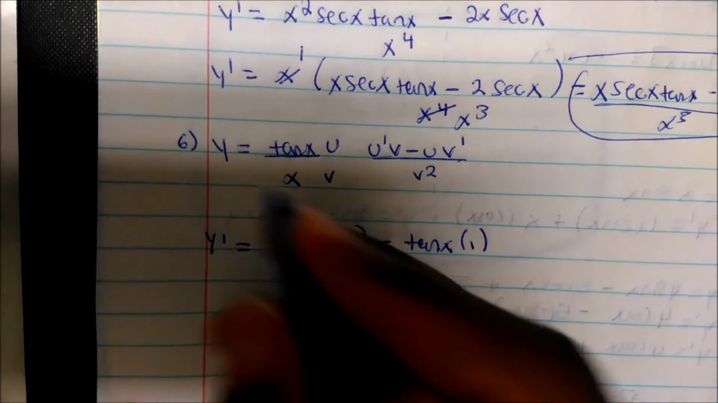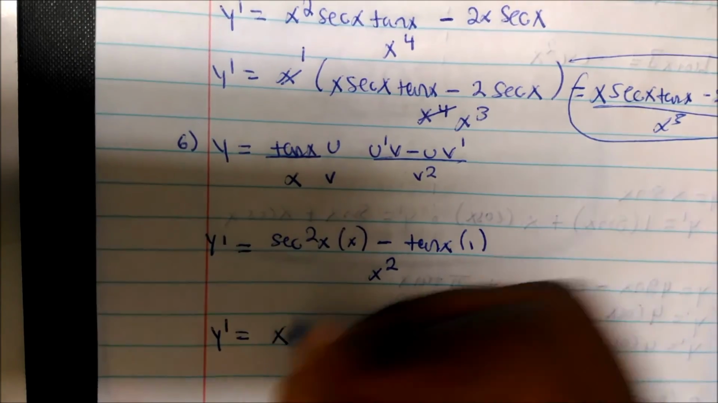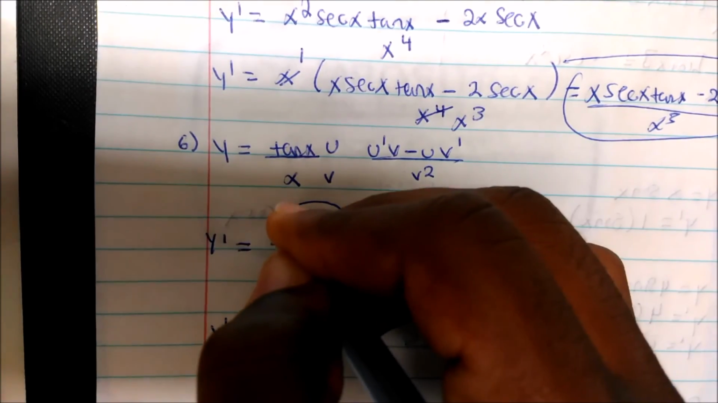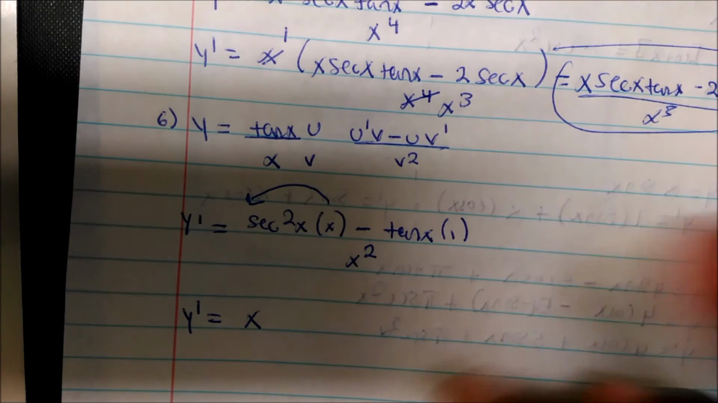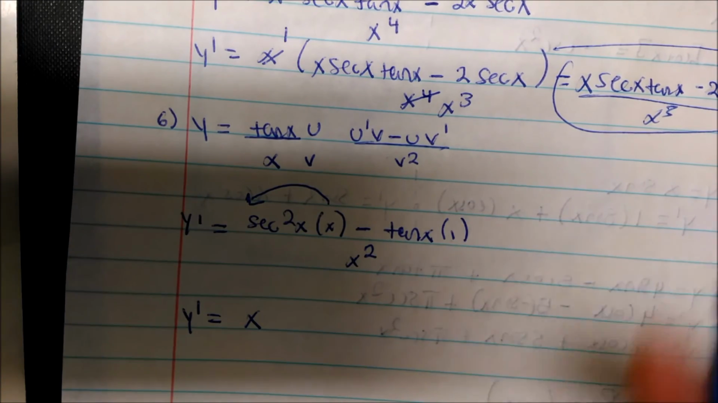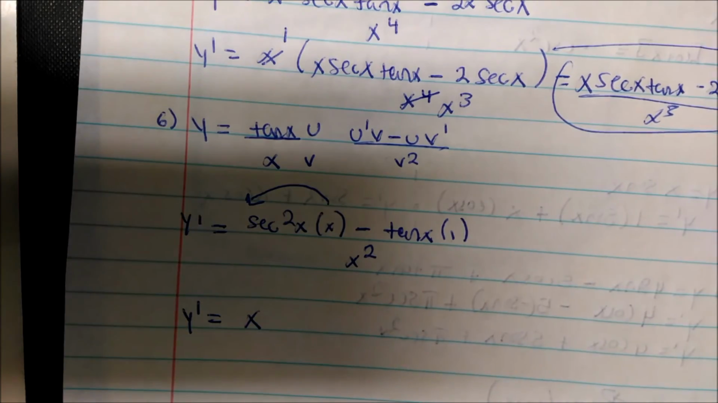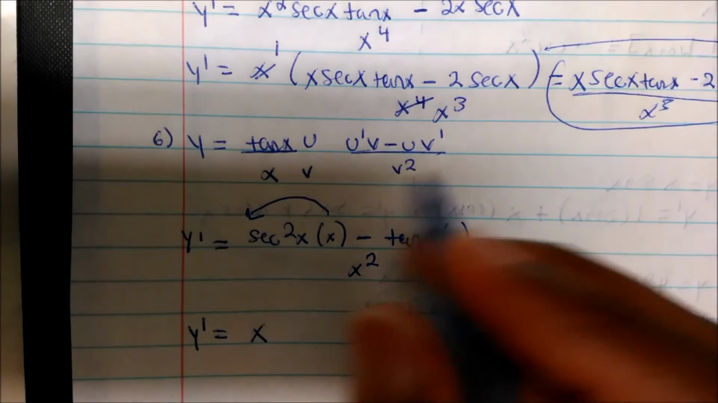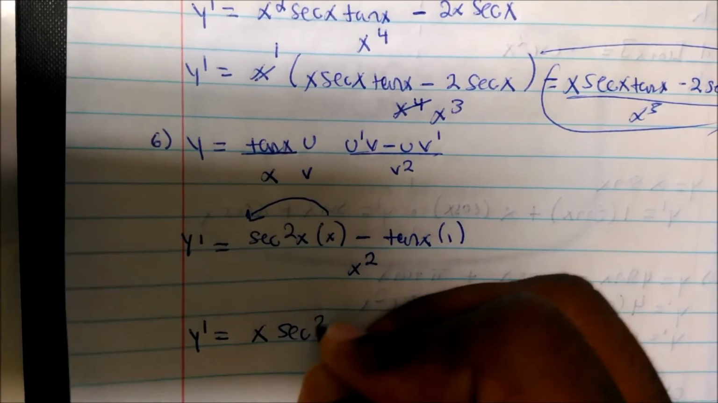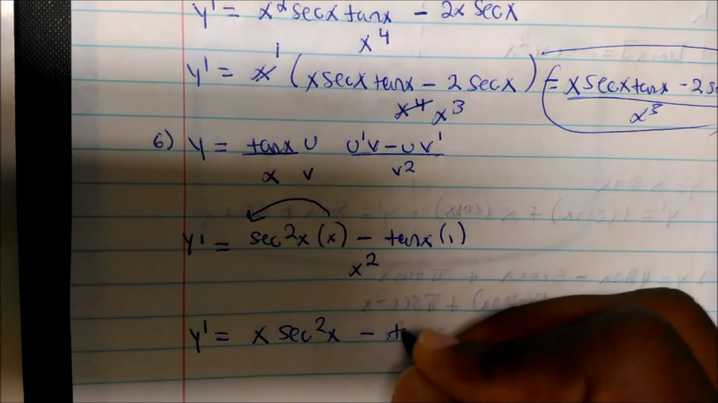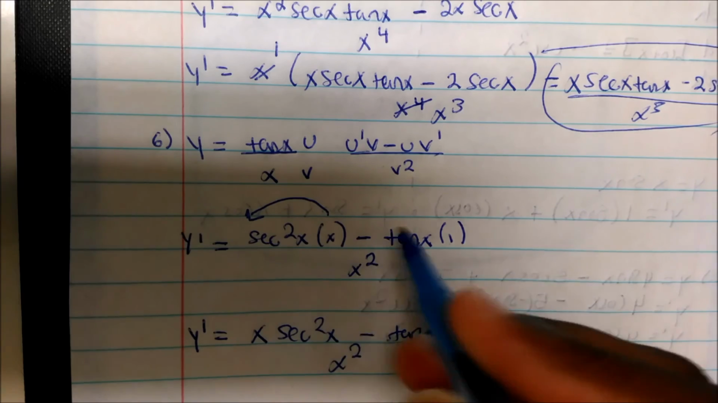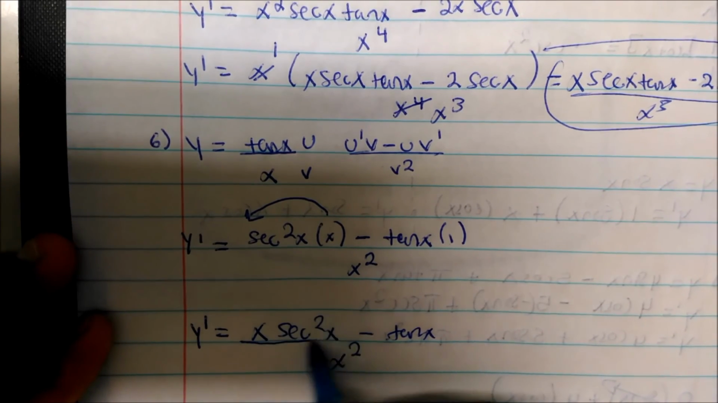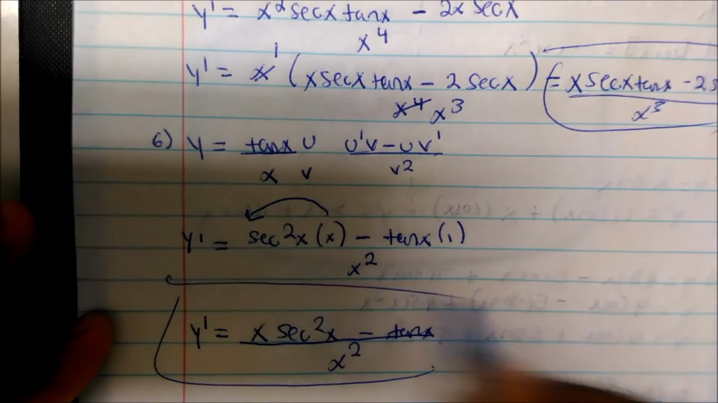So simplifying that, my y prime will be x. I'm going to bring this x in front again. It just makes it look better, because you want to be able to tell that that x is being multiplied. It just looks better. Right? So x secant squared of x minus tangent of x, because anything times 1 is just itself, over x squared. Right? And this right here would be my answer.